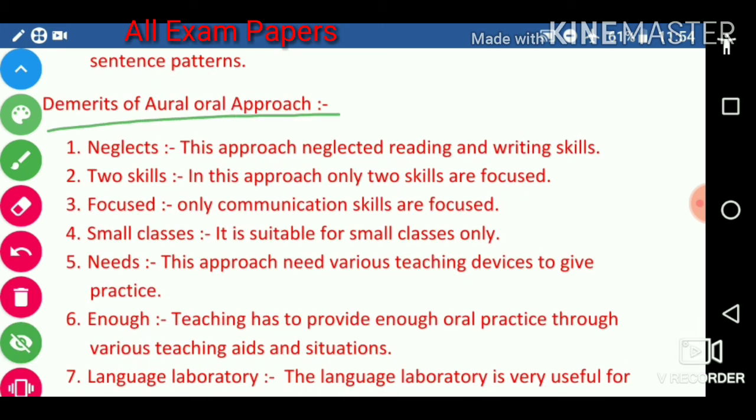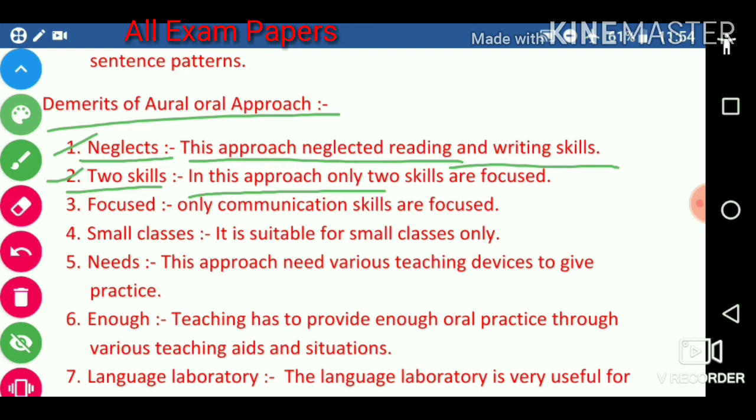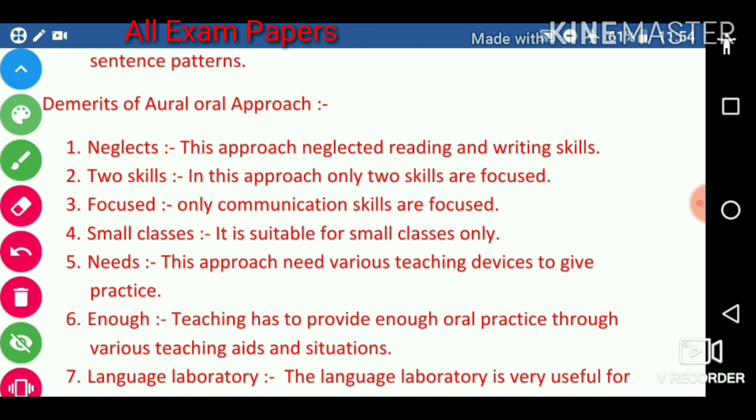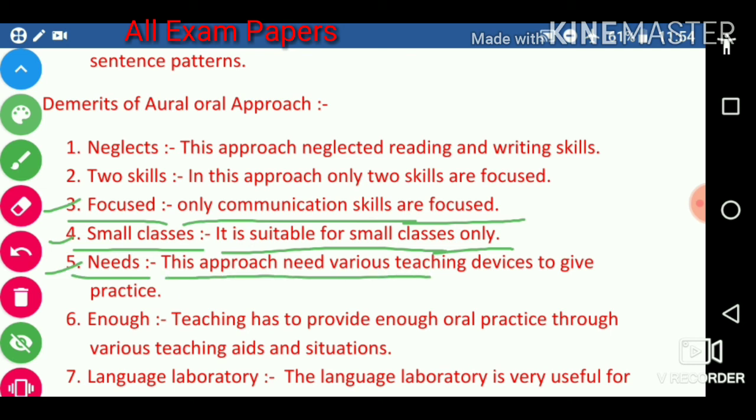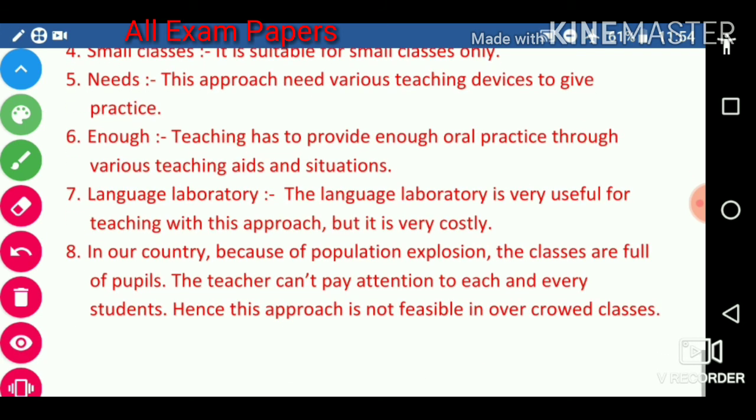First is neglects. This approach neglects reading and writing skills. Next is two skills. In this approach, only two skills are focused. Next is focused. Only communication skills are focused. Next is small classes. It is suitable for small classes only. Next is needs. This approach needs various teaching devices to give practice. Next is enough. Teaching has to provide enough oral practice through various teaching aids and situations.